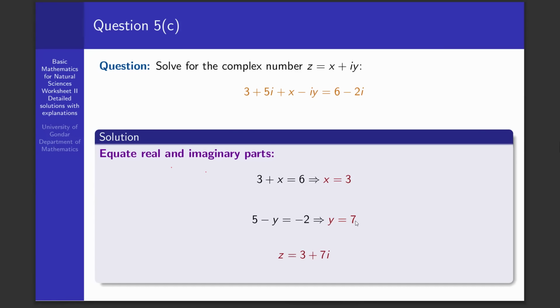Therefore, the complex number z in the form of x plus iy: the value of x is 3, the value of y is 7, so that z is equal to 3 plus 7i.